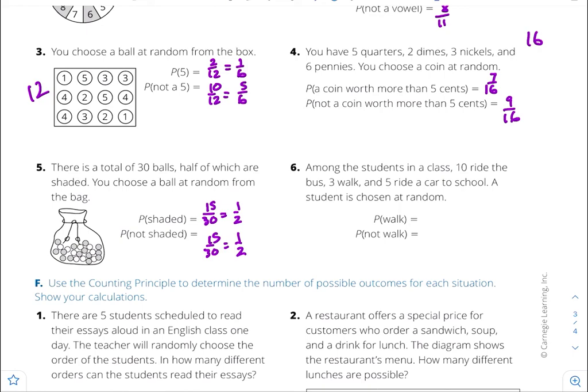Number 6, there is a total of 18 transportations, I guess. So the probability of walking is 3 out of 18. Simplify that, and you get 1/6. The probability of not walking is everything else: 15 out of 18, which is 5/6.